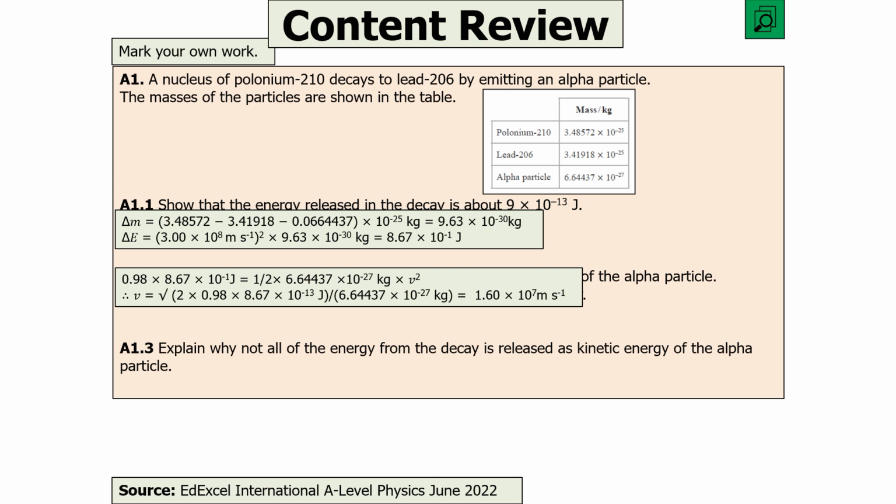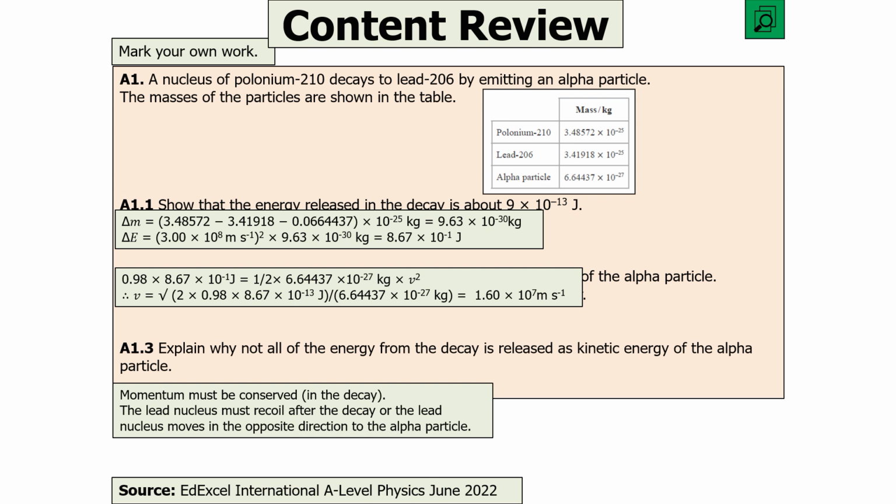Now, you'll never have all the energy released as kinetic energy of the alpha particle, because in any decay process, momentum must be conserved. So if the alpha particle has a momentum, so must the nucleus of the decaying substance as well. So that must have a momentum in the opposite direction to conserve it. So it must recoil, so it will take some of the energy as well as the alpha particle.